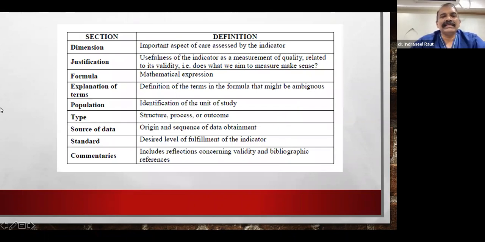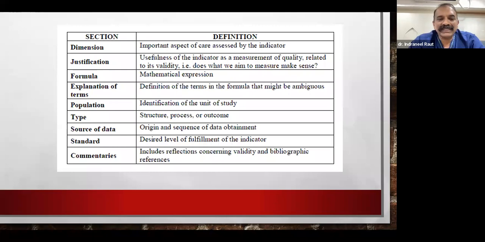So the indicators will be discussed on this idea. The dimension, that is the most important aspect of care assessed by the indicator. Justification, why you need that indicator. Then you need to have a formula. Like what is the indicator? Suppose it's a mortality rate. So what is the formula? How will you calculate it? Because it has to be standardized, right? You cannot have different mortality rates in different ICUs.